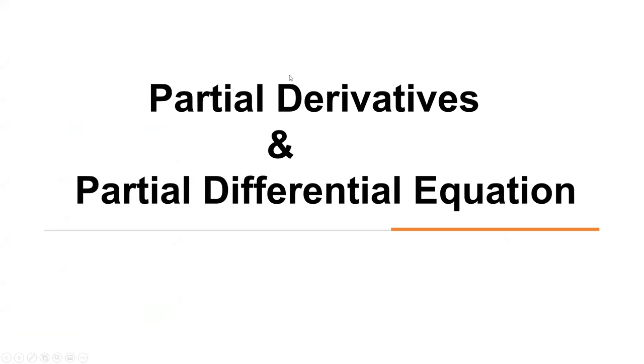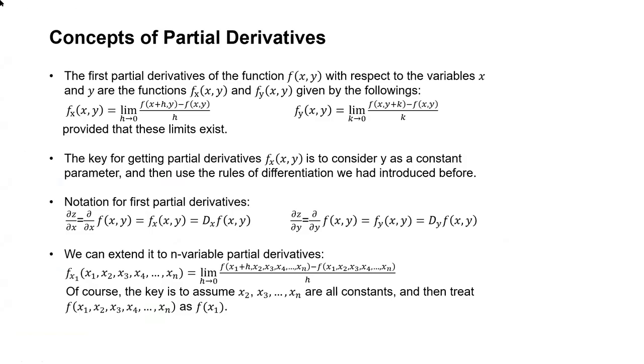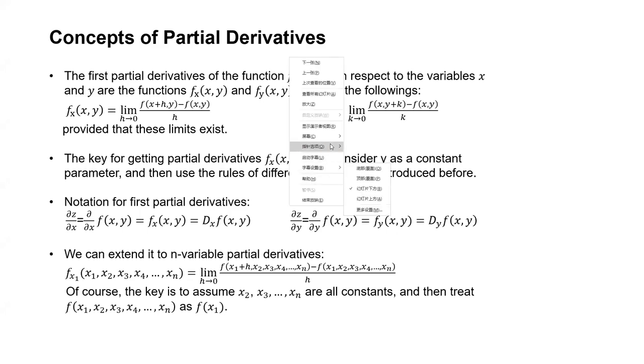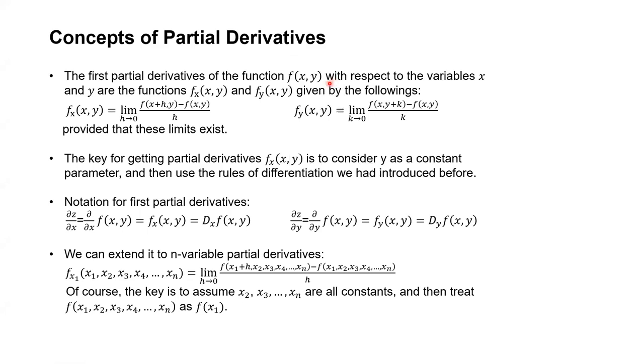Now I'm talking about partial derivatives and partial differential equations. I want to first talk about the concept of partial derivatives. The first partial derivatives of the function f of x, y with respect to the variables x and y are the functions partial f with respect to x, and partial f with respect to y, given by the following. The first, because it is a derivative with respect to x, it is not related to y.